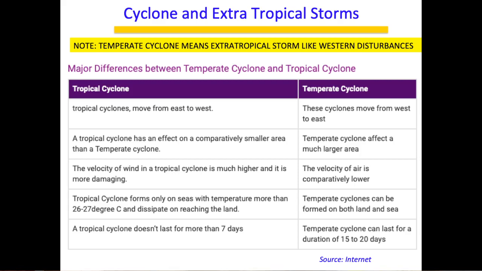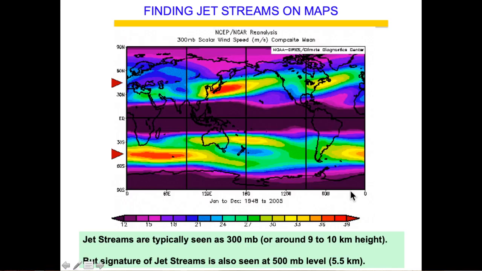So I hope it is clear what is a cyclone and what is not. If somebody says extratropical cyclone, please don't get worried. Don't say, oh, cyclone is coming. No, it is an extratropical storm, like a western disturbance or a polar vortex. So it is not going to be as damaging as a cyclone. There are many people who say temperate cyclone or extratropical cyclone. Please understand that those are jet stream based cyclones, which is this part.